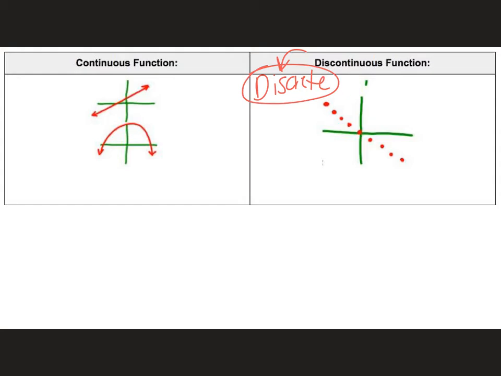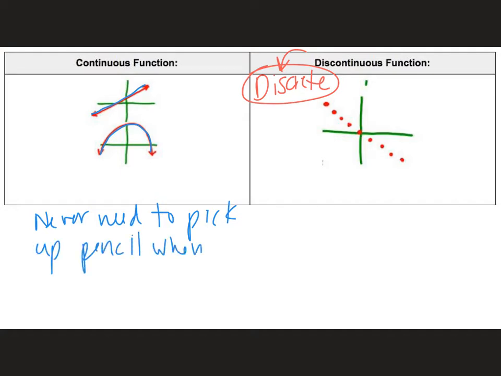But if we wanted to really describe the difference between these, when we look at a continuous function, if I was going to trace or draw this function, notice from one end to the other end, I would never need to pick up my pencil when graphing this. So from start to finish, my pencil stays on the paper, and I would never need to pick this up.